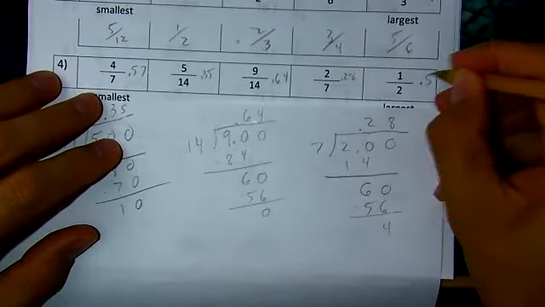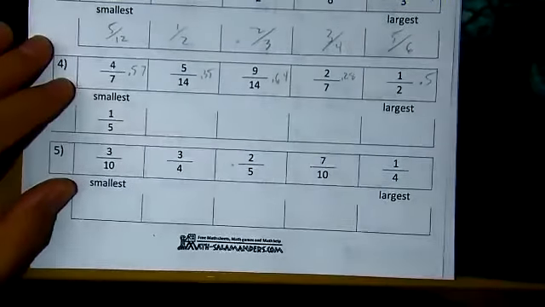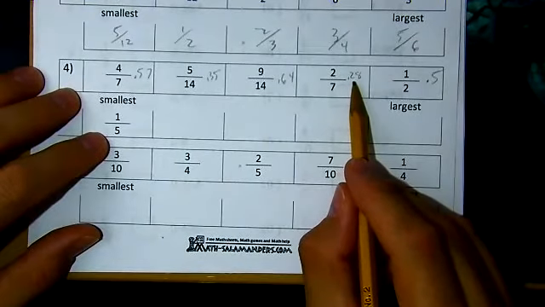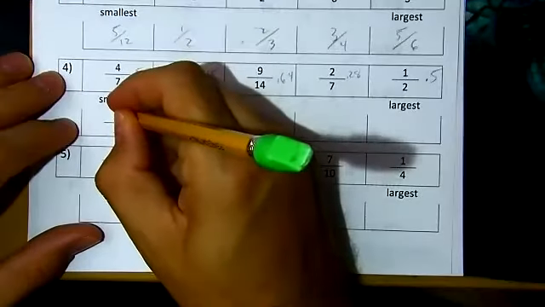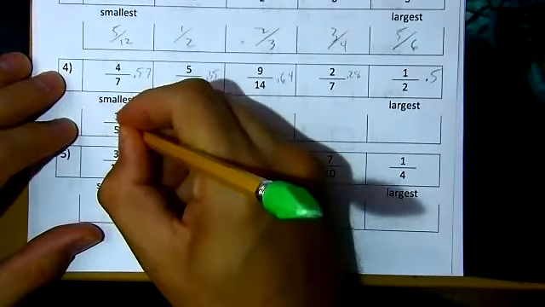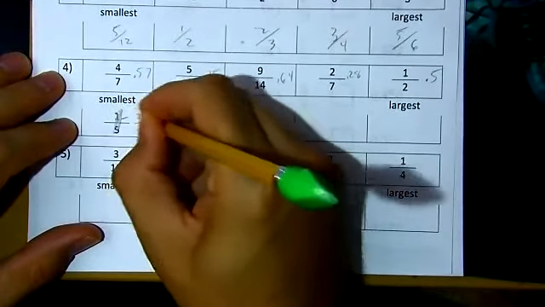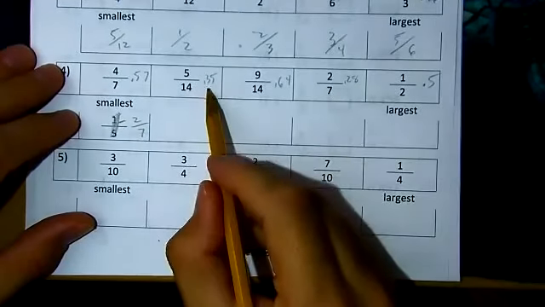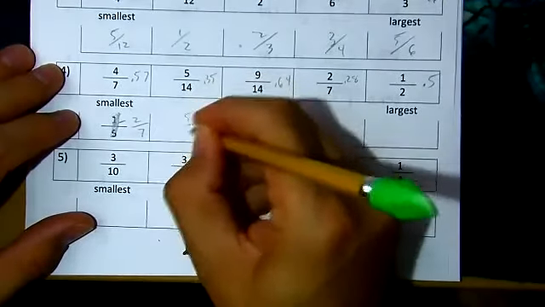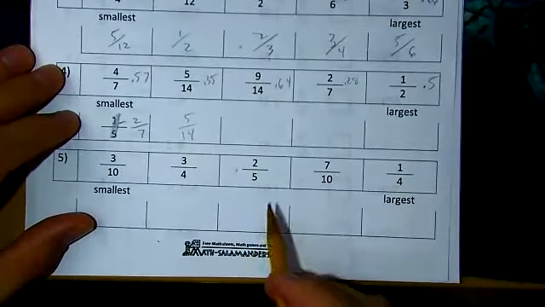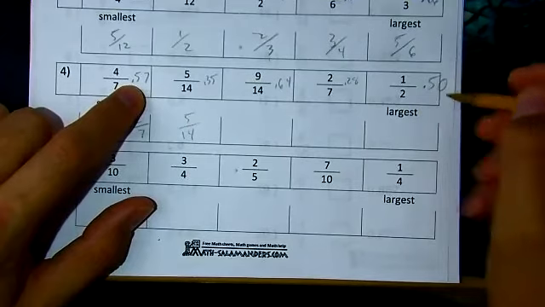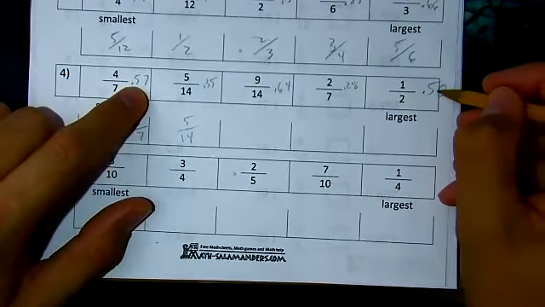And then 1/2. Okay, so the smallest number is 2/7. So I don't know why this 1/5 is here. Then 3 is their next biggest number. Then 5 and 5, 7. Remember, add a 0. So obviously 57 is bigger than 50.